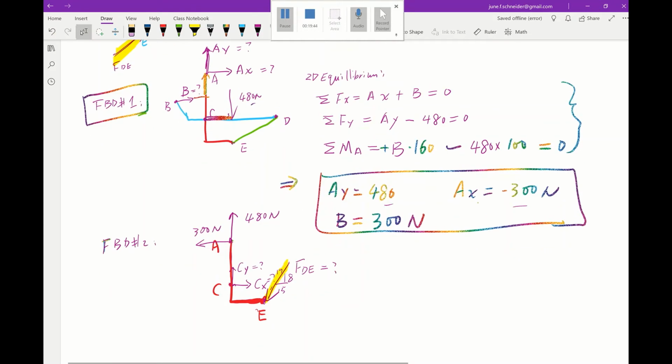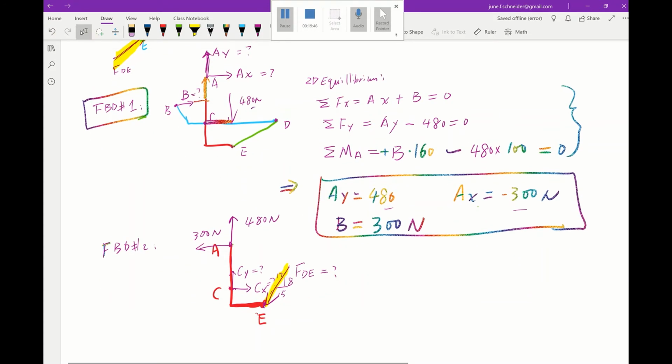Okay, so we have this FBD made. We are ready to solve. So it's again a 2D equilibrium problem. So we have 3 equations. Forces at X: the 300 going to the left is negative 300, CX pointing to the right is positive, and FDE has an X component, that E.